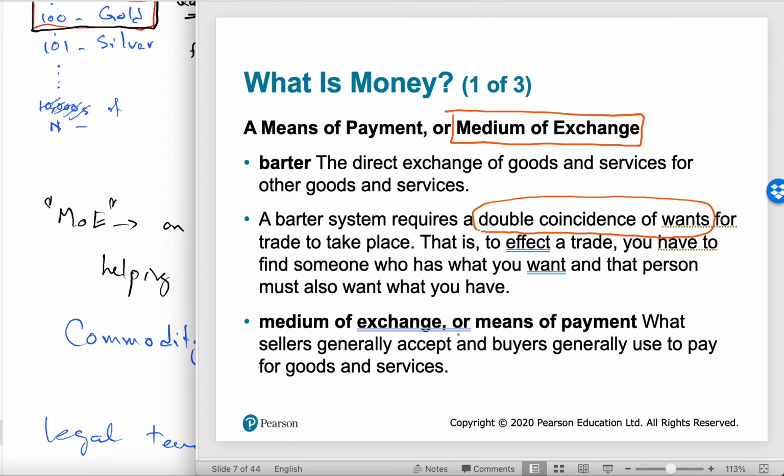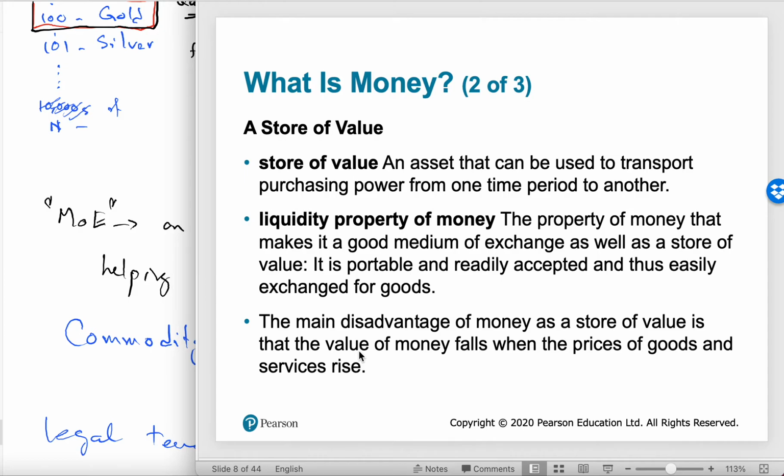So medium of exchange or means of payment is what sellers generally accept, and buyers generally use to pay for goods and services. So this is the definition of the medium of exchange. It is the most important function of money. But there are 2 more. Store of value. Store of value is that people hold money because they don't want to spend. They want to keep their value intact.